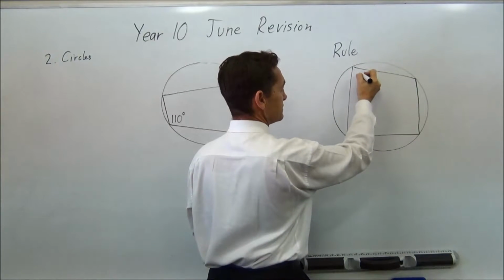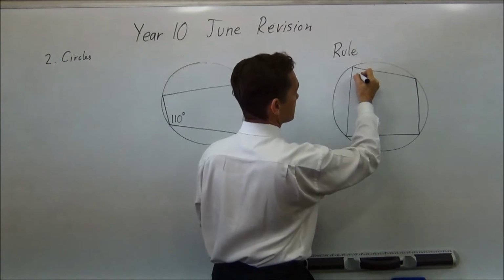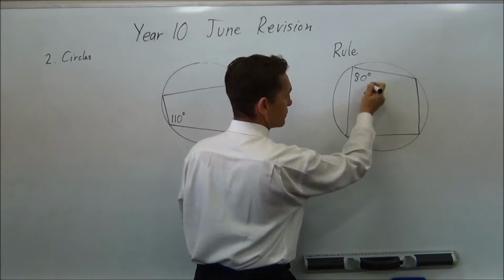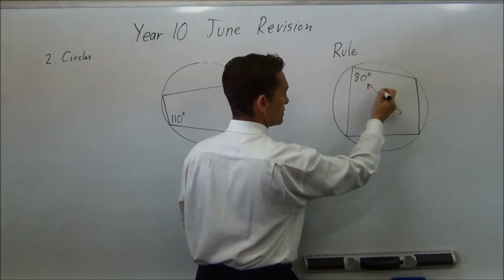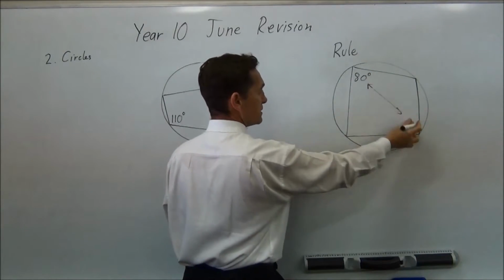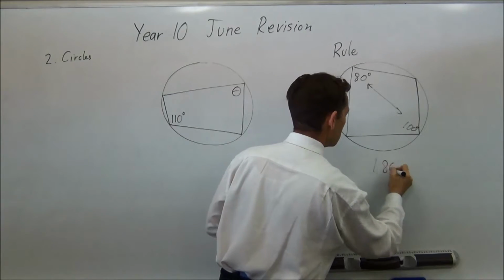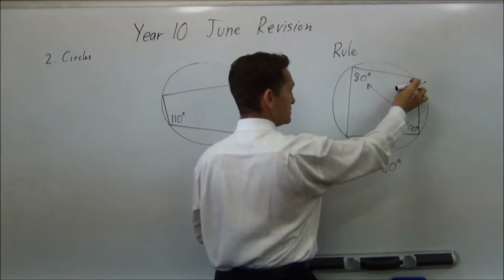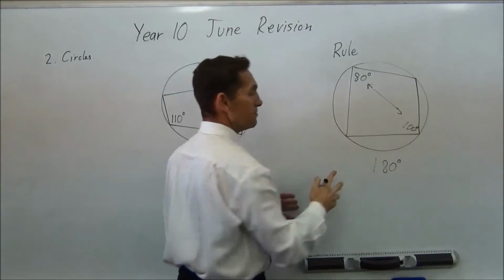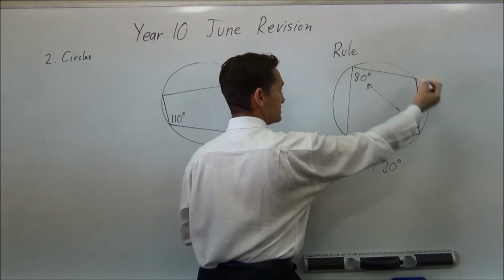What the rule says is, if I've got an angle here, so let's make up two angles. We'll call that 80 degrees. Then this angle, the opposite angle, must be 100. So these two angles must add up to 180 degrees. Right? They must add up. So these ones, if I make up another angle, these two angles must add up to 180 degrees because it's four-sided and it's in a circle.